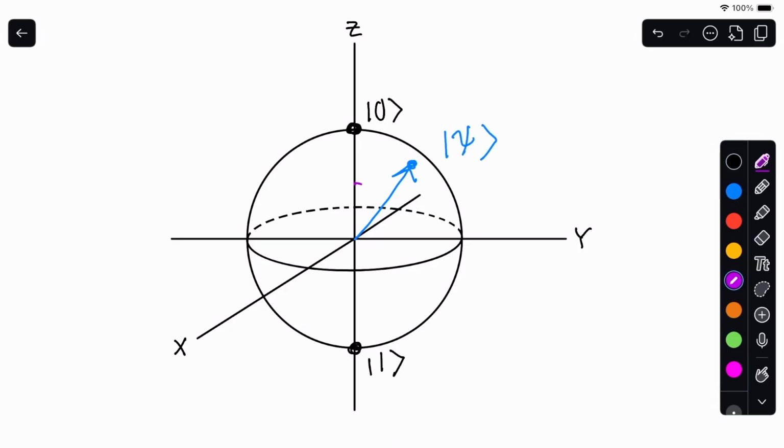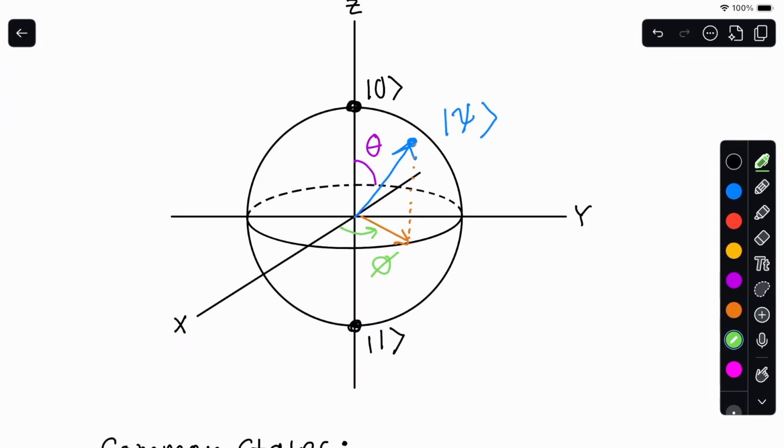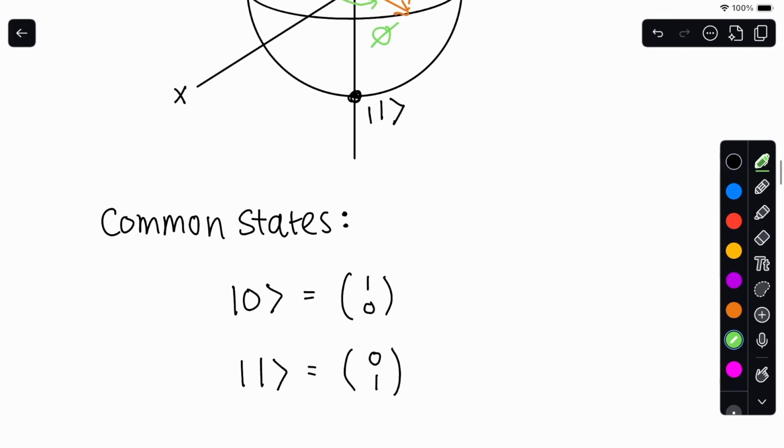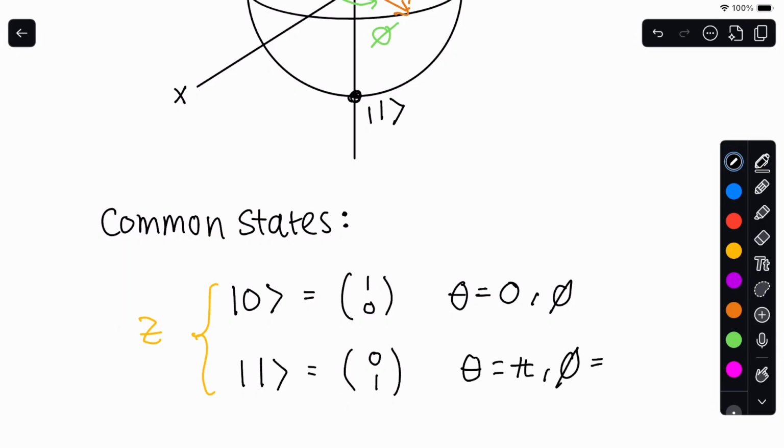And then theta is the polar angle down from the z-axis. And we can project our quantum state down to the xy plane. And then phi is the azimuthal angle from the x-axis. So we can think about what some of our common states look like on this Bloch sphere. So first we have our states 0 and 1, and we already know that these lie along the z-axis. And the 0 state is when theta equals 0, and phi can be anything. And then the 1 state is when theta equals pi, and phi equals 0.